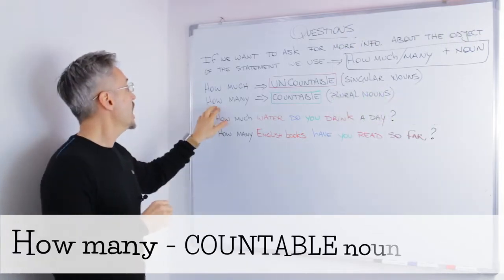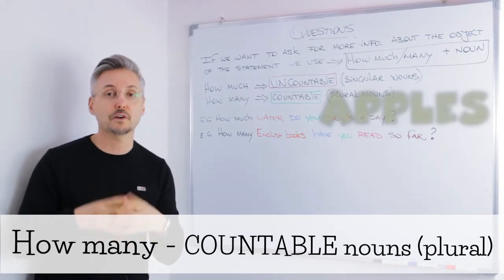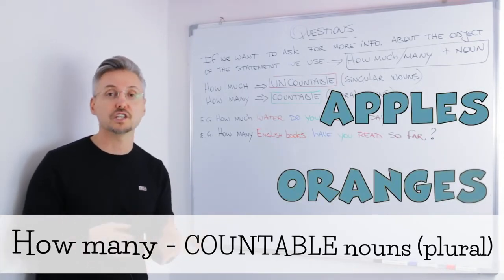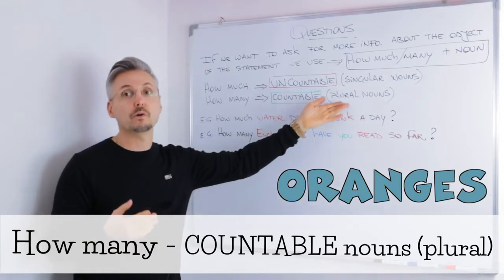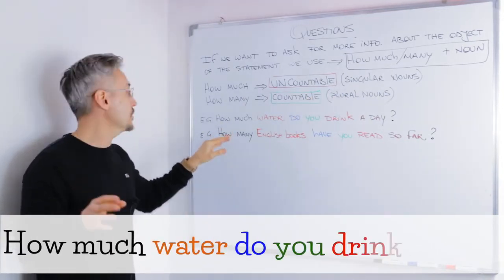Meat. How many? How many is with countable nouns? So for example, apples, oranges, anything that is plural, that it can become plural. So let me give you an example.